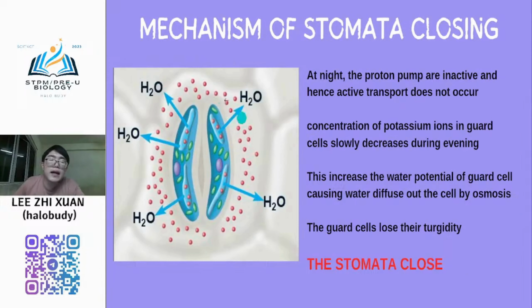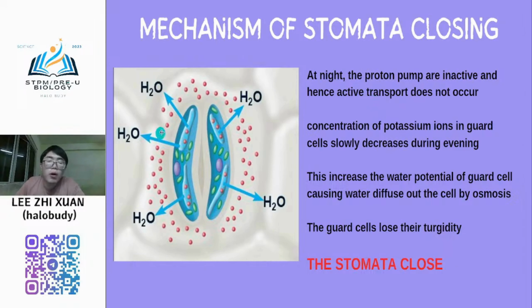So once there is no blue light at all, the proton pump will be inactivated, and hence your active transport will not occur. Meaning the hydrogen ion is maintained inside your cells.